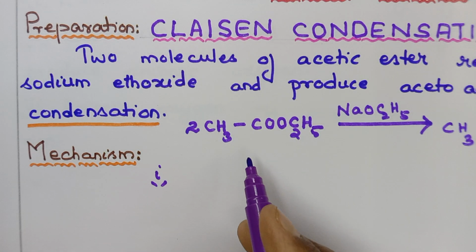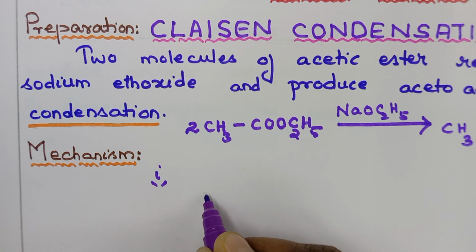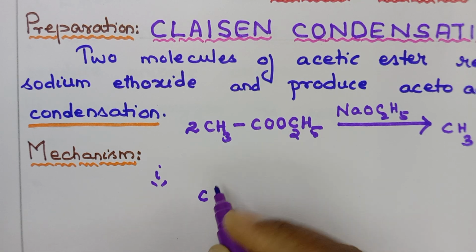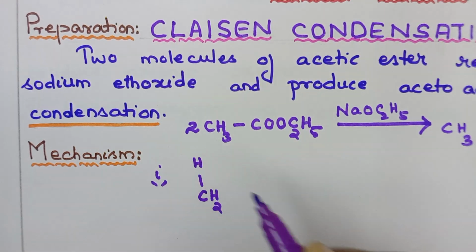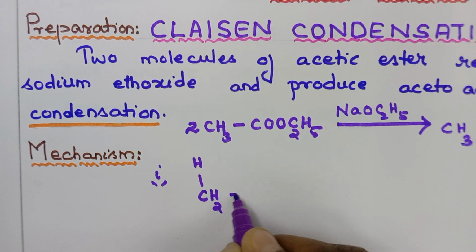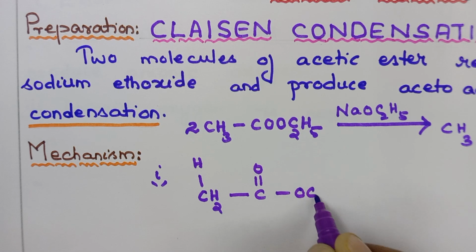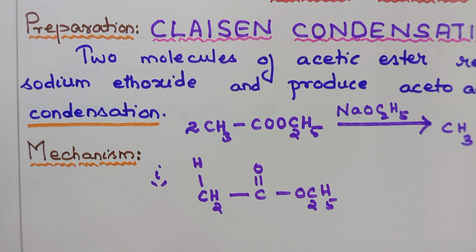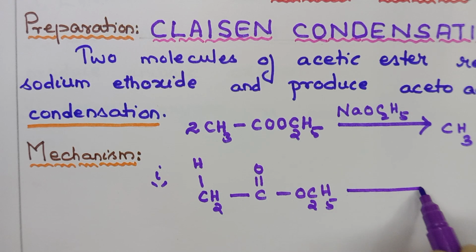So we have seen 2 molecules, right? So first write down 1 molecule of acetic ester. So how to write here in mechanism? CH2, write 1 hydrogen separately. Next, C double bond O, OC2H5. Okay, so 1 molecule of acetic ester, writing down in step number 1, put an arrow.